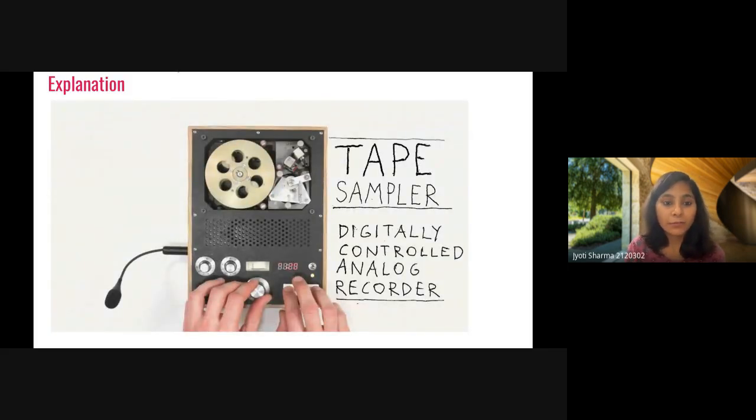Something like this. We do have tapes, and we have to control it digitally, and based on that we can collect particulate matter on that tape.